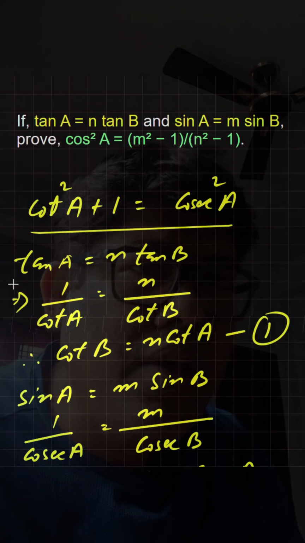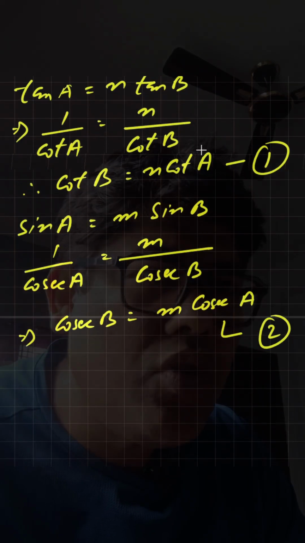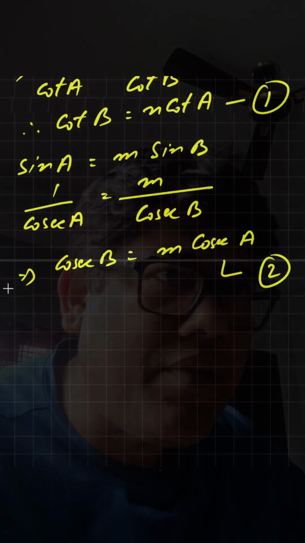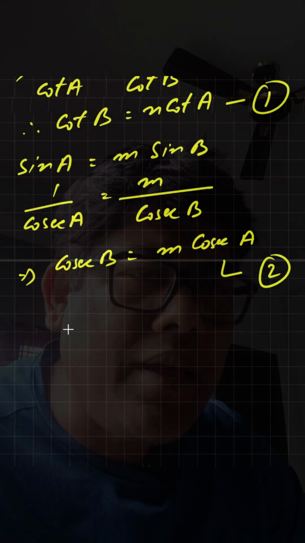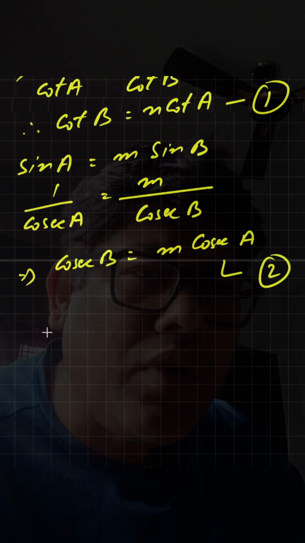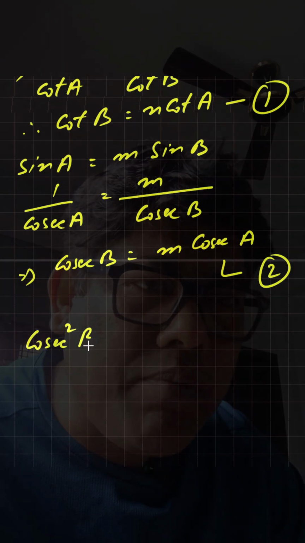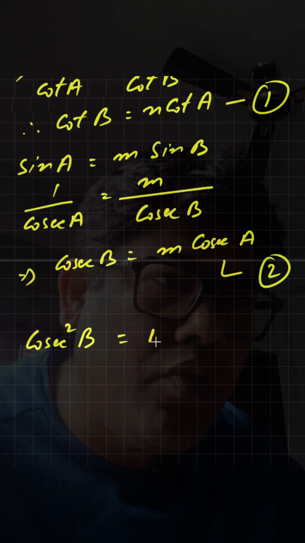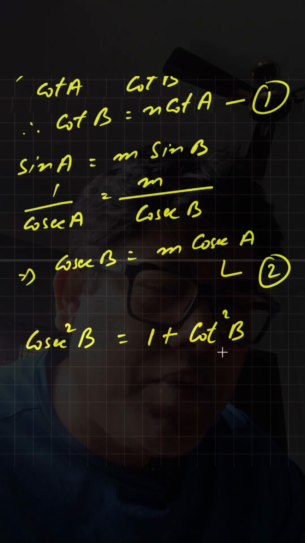Now if you observe, we have cos square A is equal to this expression. So let us write everything in terms of A, so we have to do away with variable B. So I can write cosec square B is equal to 1 plus cot square B.